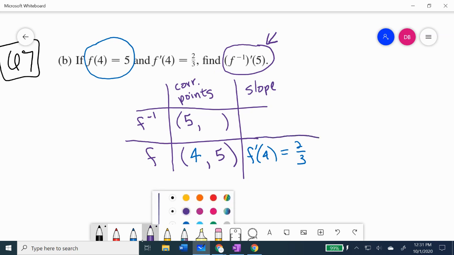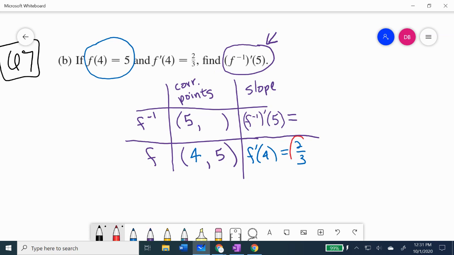Now the slope of f inverse at its x that corresponds, 5, must be equal to the reciprocal of its inverse function's derivative at the corresponding point. That means 3/2, voila, done.